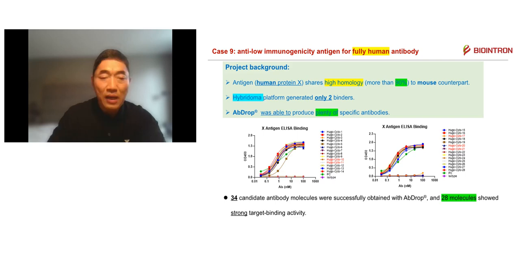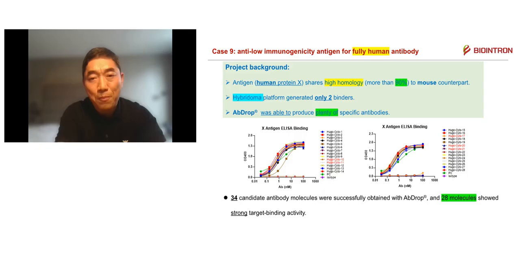Last but not least is the final case study. In this case we still use the transgenic mouse. The antigen, which we call antigen X, is actually a human protein. This protein shares high sequence similarity with mouse. It reached about 90%. To be honest, in many of our finished projects, some human protein targets share even higher, like 95, 96%. But still, back to this case study.